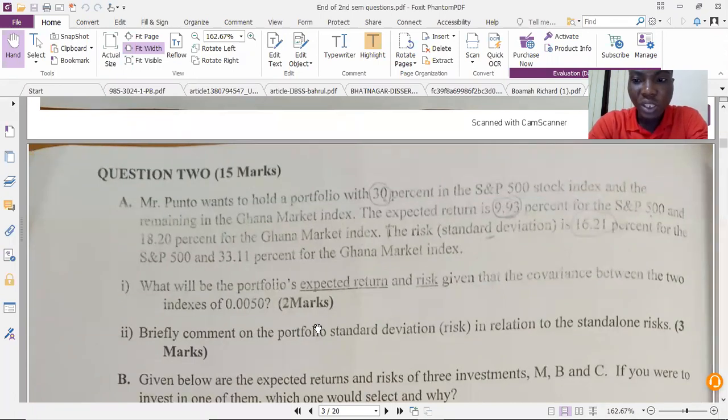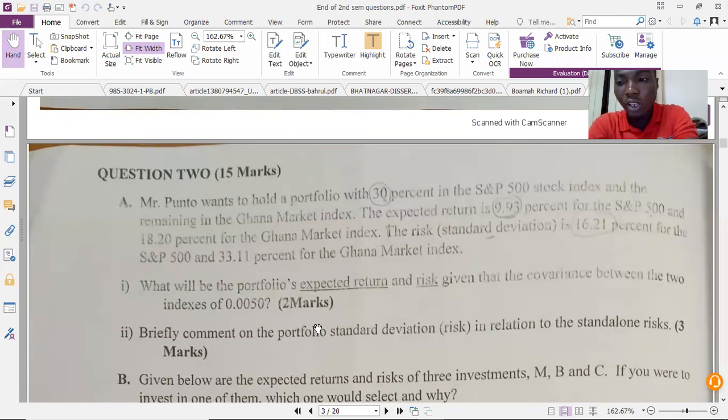You have the S&P, and then you have the market index, GM market index, where you invested 30% in the S&P and then the rest in the GM market index. So I told you that portfolio weight always equals 100%, or equals 1. So if I've invested 30 in A, then you should know that 70 is in B. You don't need to wait for them to tell you.